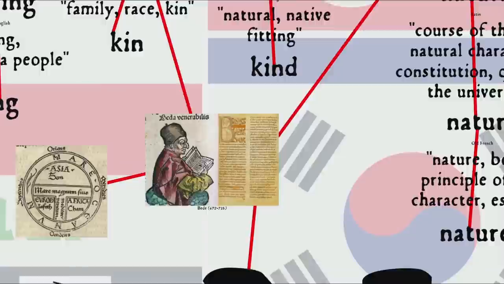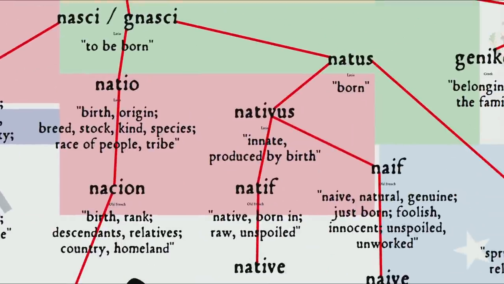And not only does the word nation come from that same root, but also, of course, the word native, from Old French natif, native, born in, raw, unspoiled, and directly from Latin nativus, innate, produced by birth, from natus, the past participle of nasci, Old Latin gnasci, to be born, related to gignere, beget.